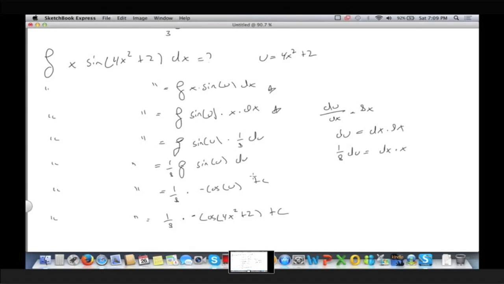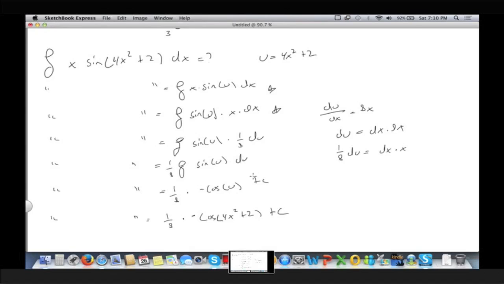So what was the expression that we had to get rid of in the integral? x dx. Yeah, x dx. So off to the side you had du over dx equals 8x. And we had to solve that expression. What did we have to solve that expression for? For x dx, the thing we were trying to get rid of. Right. We had to solve it.